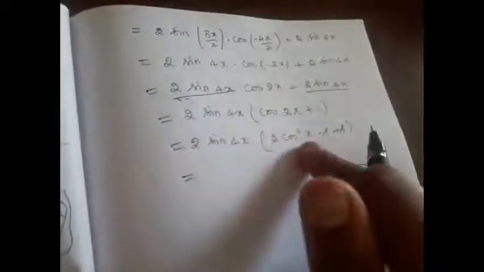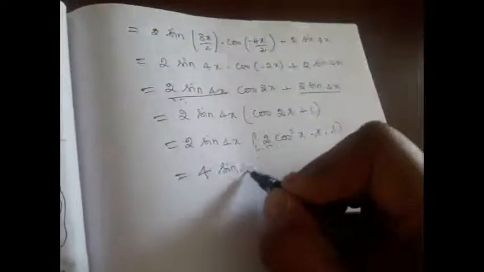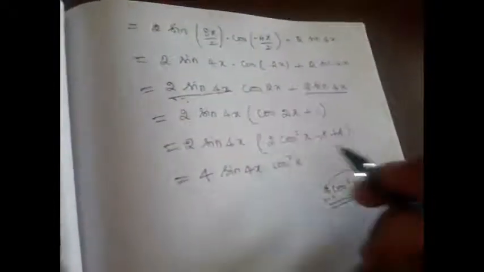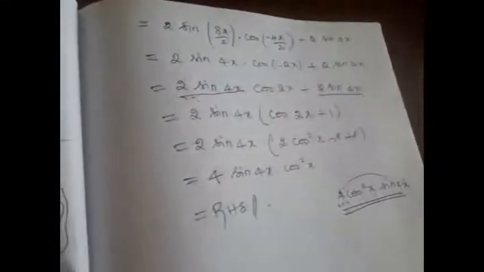Now all are in product only, so you can multiply. 2 into 2, 4. So we got sin 4x into cos square x. That's what we need to prove. This can be rewritten because it's just the product of the terms, right? Which is equal to your right hand side. Thus we proved. Hope you understood, right?